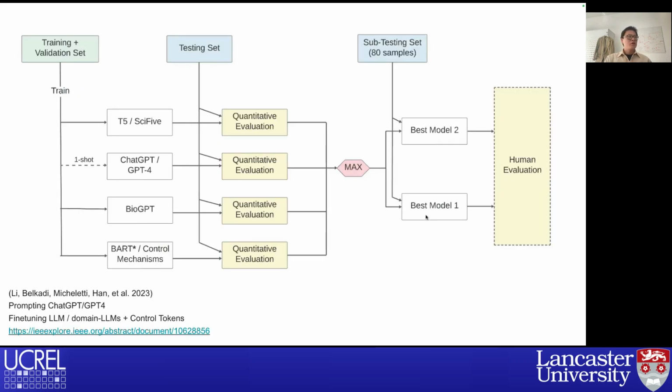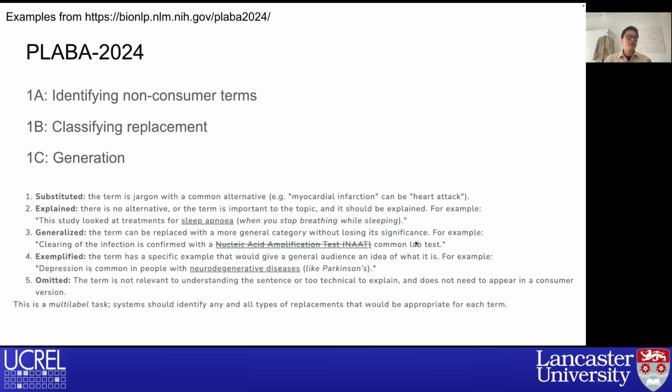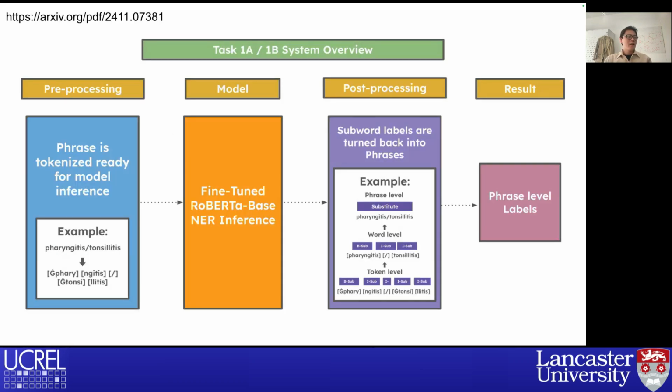And for this, we trained and fine-tuned T5, BioGPT, and BART with a control mechanism, and compared with ChatGPT with one-shot prompting. We compared the models, we did our own human evaluation, and we had the shared task official human evaluation, that's PLABA. And then I want to skip some because I don't want to run out of time.